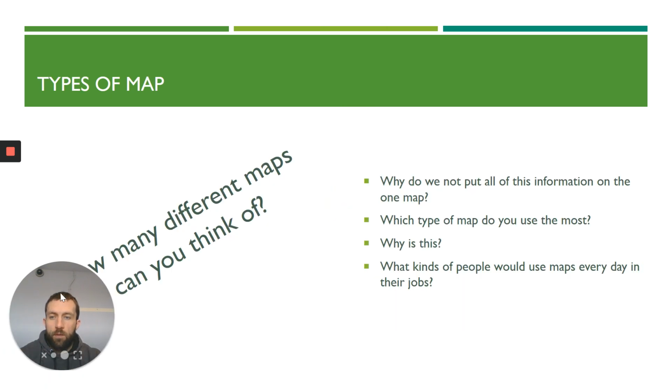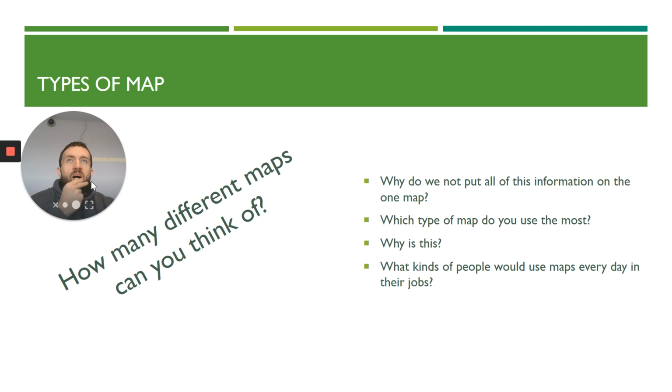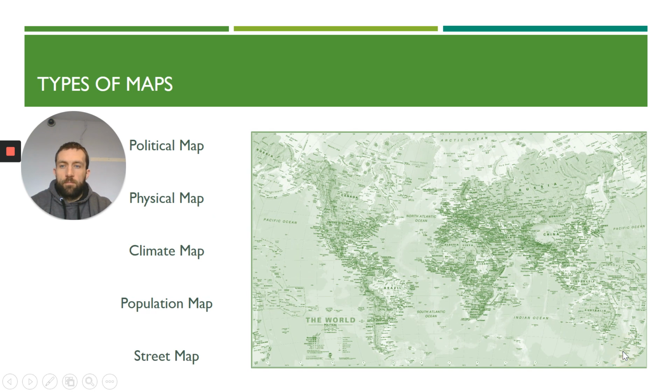Right, okay. So, in your booklet, you've got a table, and what I want you to do is try and think of as many different types of map as you can, that you've maybe seen or even used, and then have a wee think about the questions at the side. Why do we not put all of this information onto one map? Why are there so many different types of maps? Which map do you use the most? Why do you use that one the most? And what kind of people would use maps every day in their jobs?